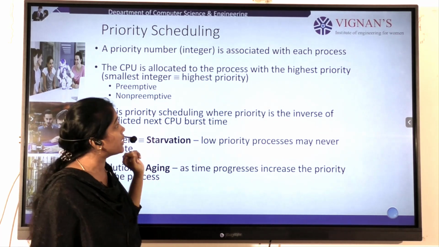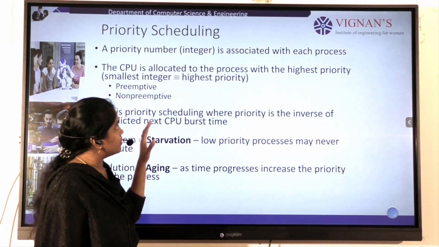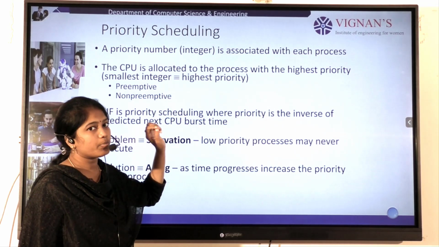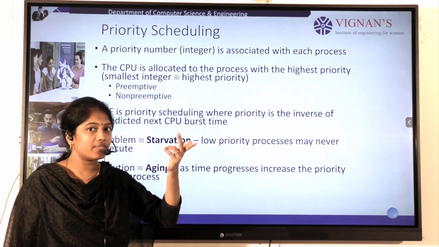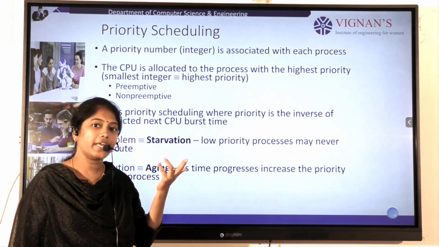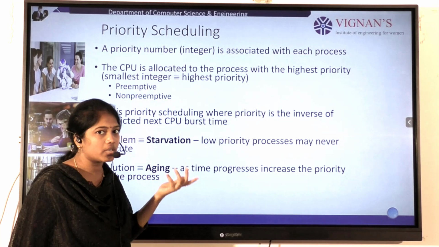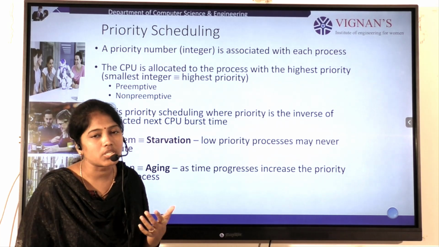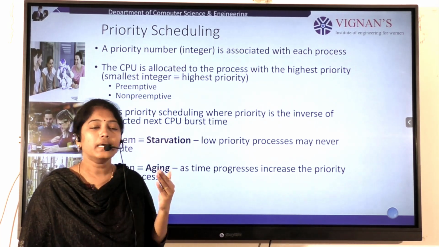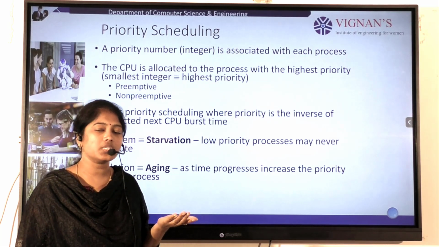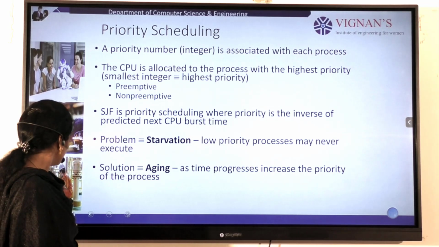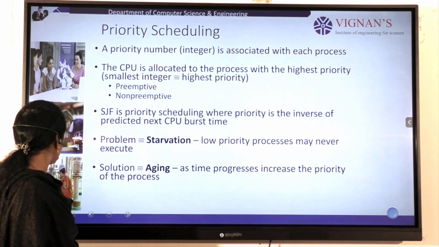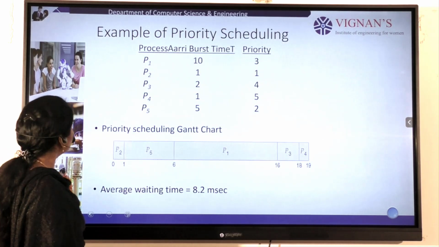In the priority scheduling algorithm, processes are selected based on their priorities, not by first come first serve, and not by their execution times. That means the highest priority process will be allotted to the CPU first, and later the lowest priority processes will be allotted to the CPU. So that is the priority scheduling algorithm. This is an example for it.